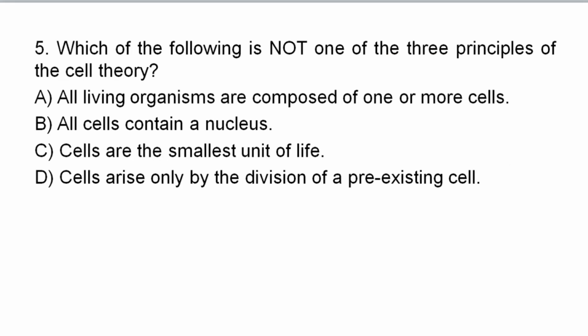Question number 5. Which of the following is not one of the 3 principles of cell theory? There are three principles of cell theory, yes? So which one is not part of the principles of the cell theory? A, all organisms are composed of one or more cells. B, all cells contain a nucleus. C, cells are the smallest unit of life. D, cells arise only by the division of a pre-existing cell. Which one is not part of cell theory from the given alternatives?